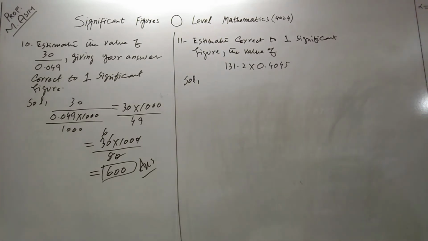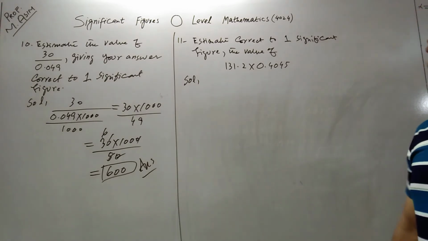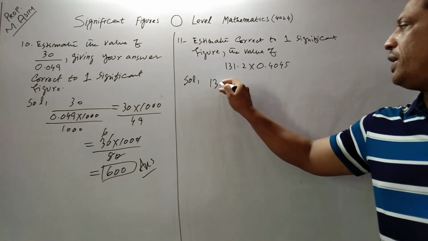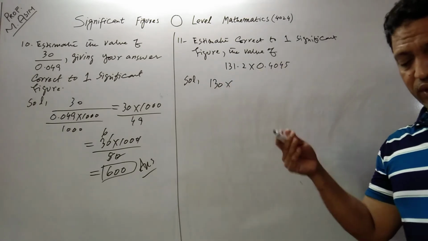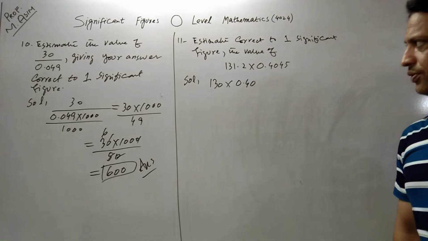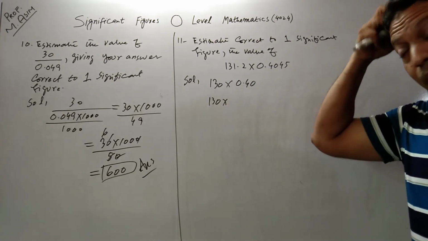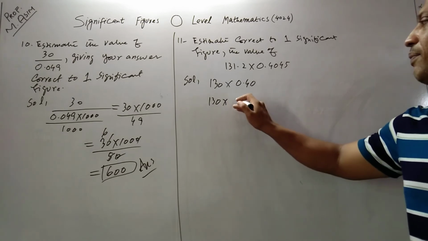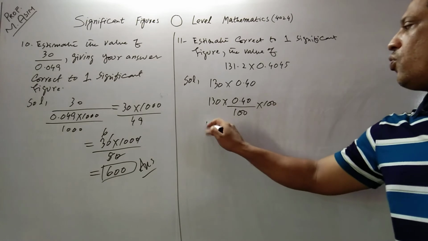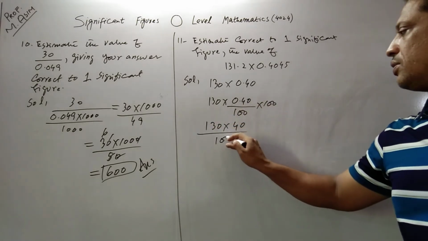Solution. Again, first we have to estimate, then we have to give final answer in one significant figure. So 131.2 closes to 130 and 0.4045 closes to 0.40. 130, 0.40, this is 2 decimal places, so we must multiply and divide by 100. 130 multiply by this becomes 40, and this is 100.